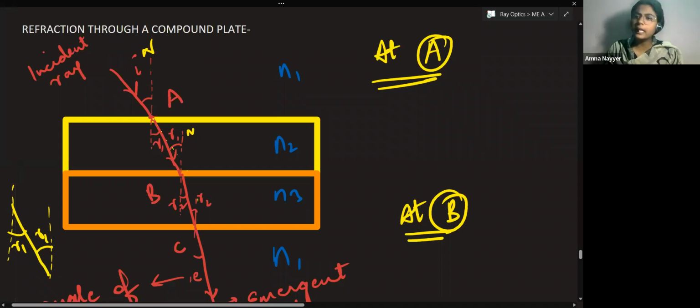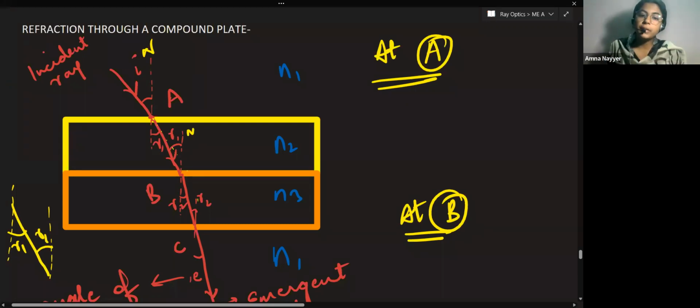Why? Alternate angles. Because both the normals are parallel to each other, and this AB line is acting as a transversal. So if this is R1, this also has to be R1. So the angle of incidence for the B point becomes R1. A1 had the angle of incidence as I. Now for the B point, you have the angle of incidence as R1, which was the angle of refraction for A point.